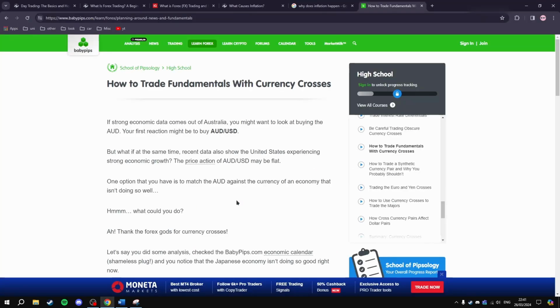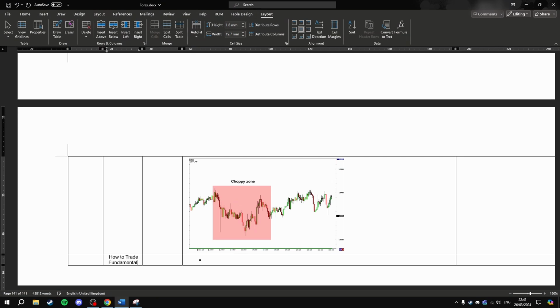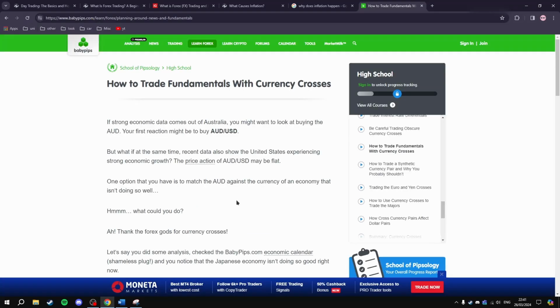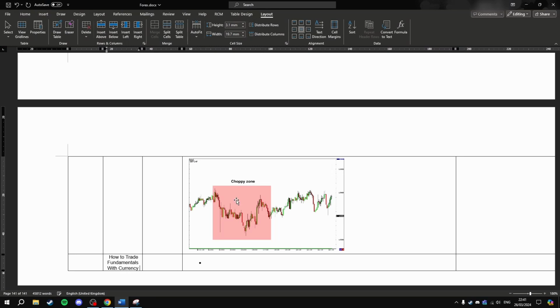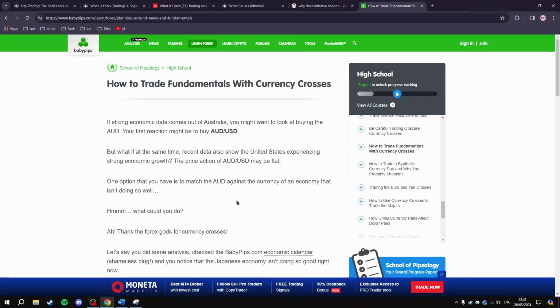How to trade fundamentals with currency crosses. If strong economic data comes out of Australia, you might want to look at buying AUD. Your first reaction might be to buy AUD USD. But what if at the same time recent data also show the United States experiencing strong economic growth? The price action of AUD USD may be flat.